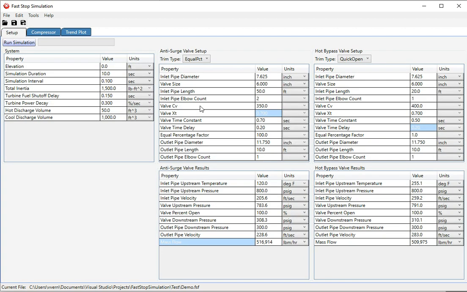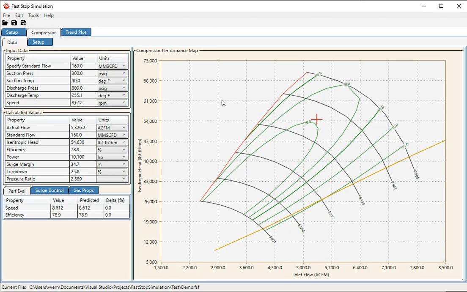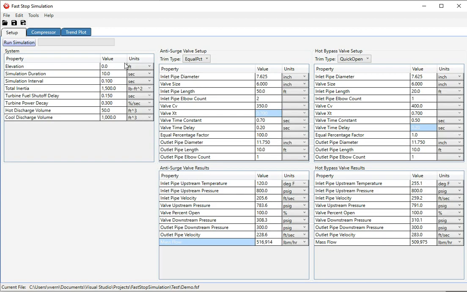I will iteratively change the piping diameters to achieve the velocities that meet my design criteria. So I might have to increase the CV, but I see the velocities get too high, and then I'll increase the pipe sizes. That's all it takes to design an optimal anti-surge valve, as simple as that. I don't have to worry about the fast stop because the hot bypass valve is taking care of that problem. Equal percentage trim, and there's my CV versus trim curve.